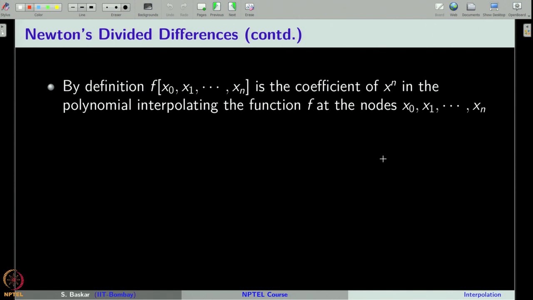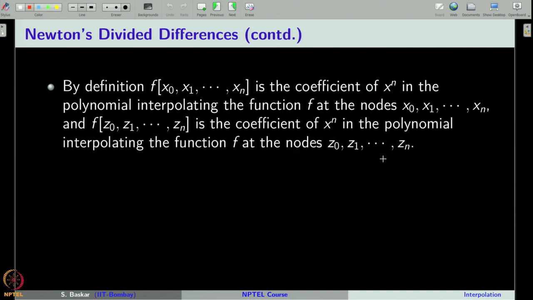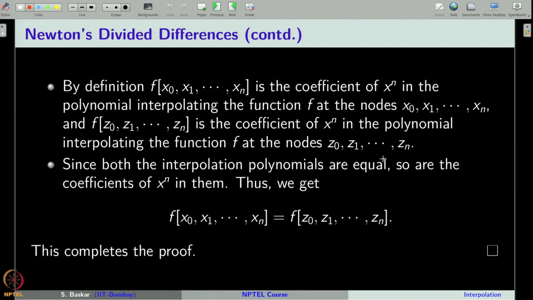And if you recall, by definition, the nth order divided difference f[x0, x1 up to xn] is the coefficient of x^n in the interpolating polynomial, right? And that is going to be the same as the coefficient of x^n of the polynomial that is interpolated from the nodes z0, z1 up to zn. Okay? You are not going to change anything, and that will tell us that both these divided differences are going to have the same value. So, this is a very simple proof, but it is a very important result.